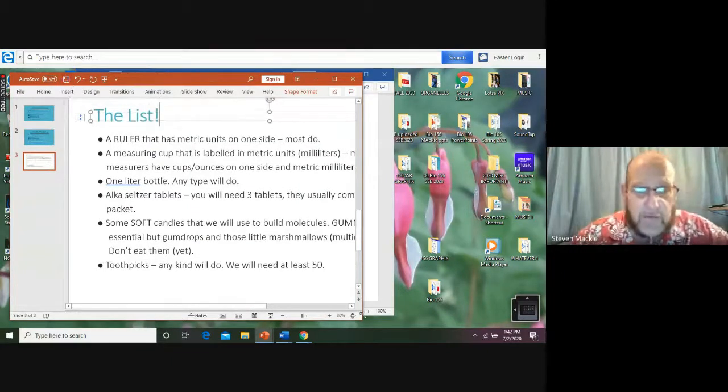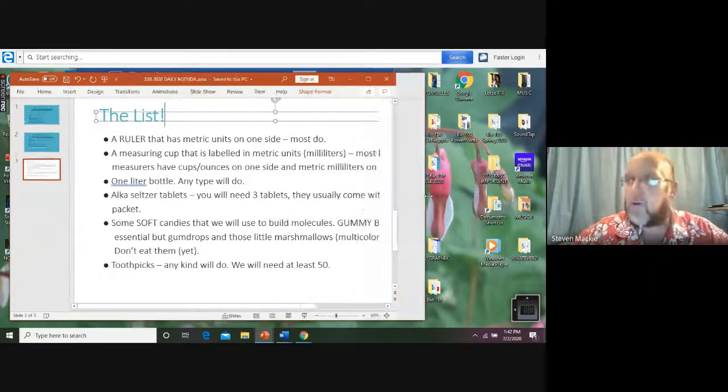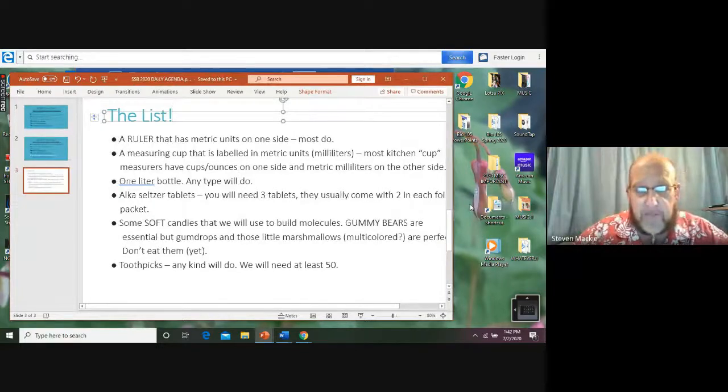On the list, I asked you to get a ruler that has metric units on it. Of course, most rulers do. A measuring cup that's labeled in metric units. Most kitchen measuring cups have cups and ounces on one side. That's the evil English system. And metric milliliters on the other side. A 1 liter bottle, so that you can picture physically the 3 dimensions of a 1 liter bottle. Some Alka-Seltzer tablets. You need 3 tablets. Somebody yesterday said that you could buy individual Alka-Seltzer tablets at Whole Foods for 50 cents a packet.